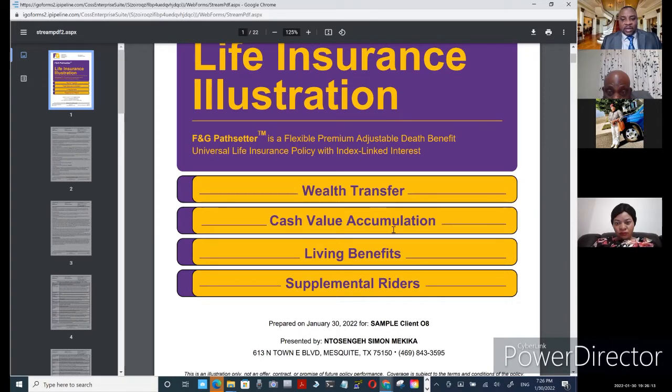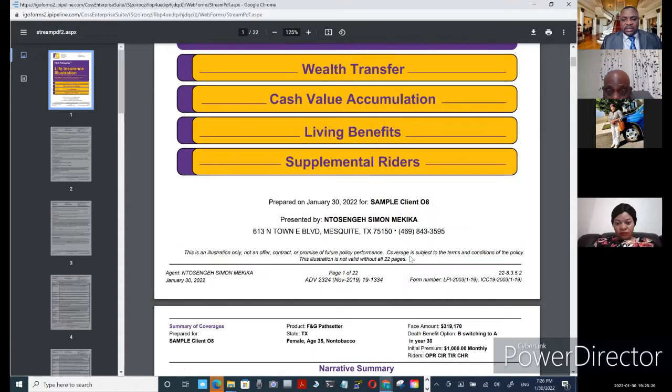So we could accumulate cash value and wealth transfer, and it comes with living benefits, which means that whatever money this lady puts into this policy is going to trigger an add-on, as we will see as we go down. So some money will be apportioned to you depending on how much you contribute and your class rating.